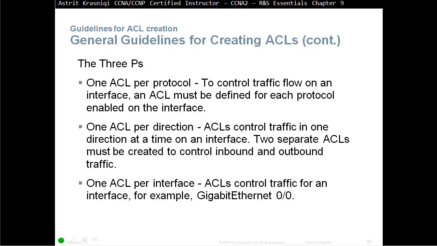An ACL controls traffic for an interface, for example, gigabit Ethernet. So if I write it here, okay, say I have a router here.